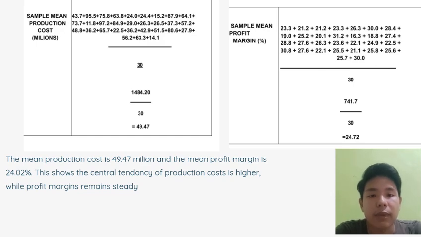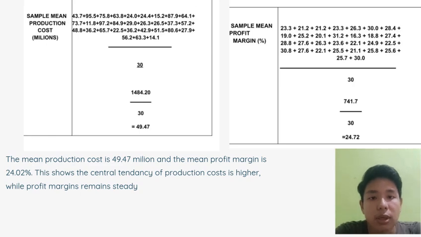I will present part 2, calculate and compare measures of central location between the two key performance indicators. First and foremost, the formula of mean is the sum of all data points divided by the number of data points. After the calculation, I got the mean production cost is 49.47 million and the mean profit margin is 24.02%.